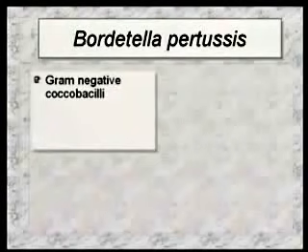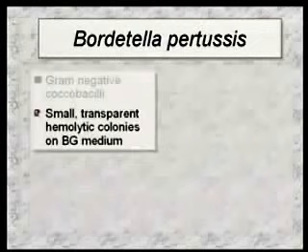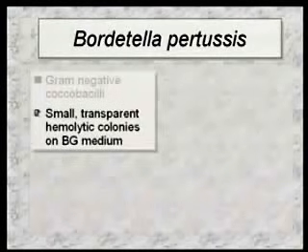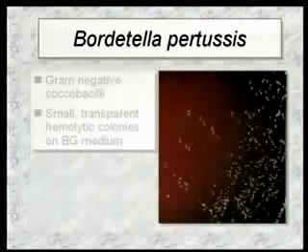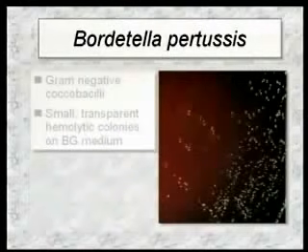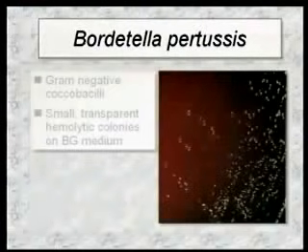One sees, when one grows and looks at those organisms, gram-negative coccobacilli. The colonies are small, transparent, hemolytic colonies, almost like stars in the sky. You can see. And that's the typical characteristic textbook picture of Bordetella pertussis growing on blood agar containing charcoal.